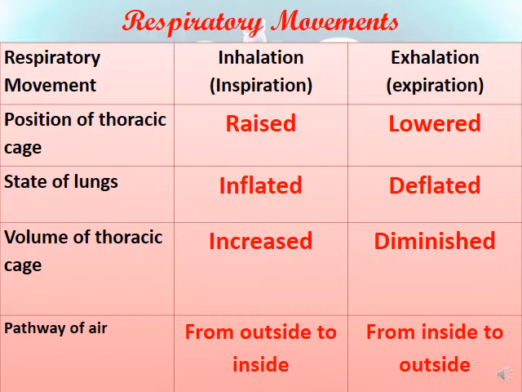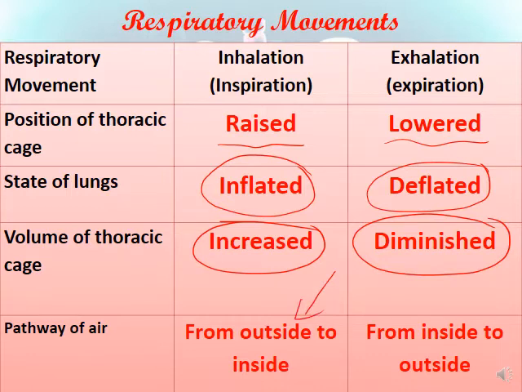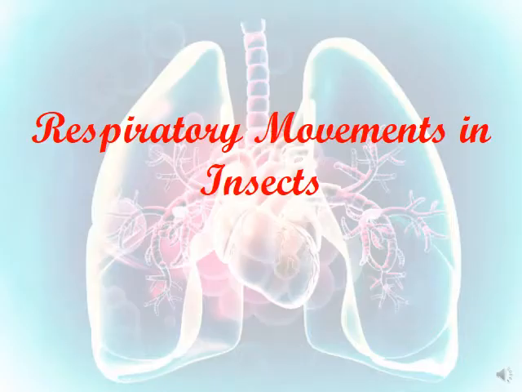Respiratory movement: during inhalation, or inspiration, the thoracic cage is raised, whereas during exhalation it's lowered. The lungs are inflated, full of air, while during exhalation they are deflated, free of air. The thoracic cage volume increases, while during exhalation it's diminished. Pathway of air: it's from outside to inside in inhalation, so we get air from the external medium to our body, while in exhalation we release the air from our body to the outside.